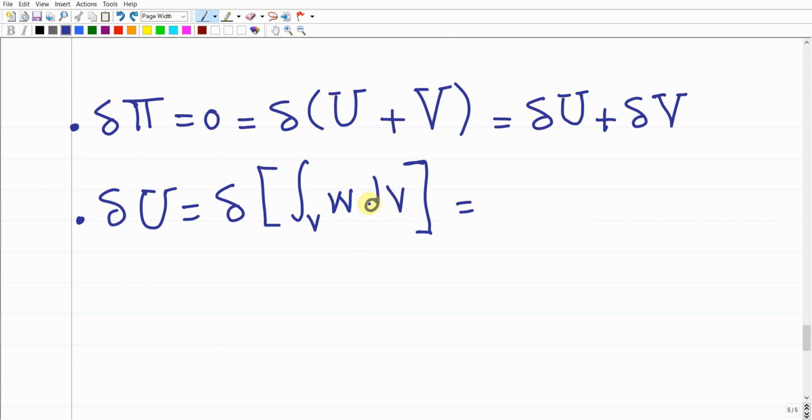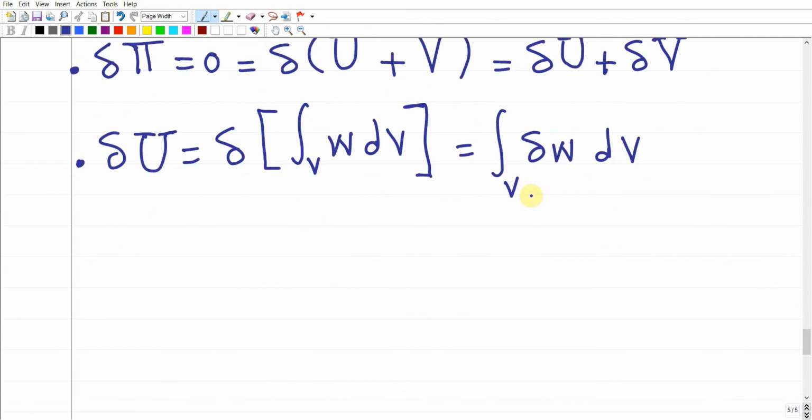W here, in this case, is dependent on the displacement. The strain energy depends on the generalized displacement of the continuum. So we can write this as the integration over the volume of delta W, which is the first variation of the strain energy density function, dV. Simply put, to find the first variation of the total strain energy, you have to find the first variation of the strain energy density.